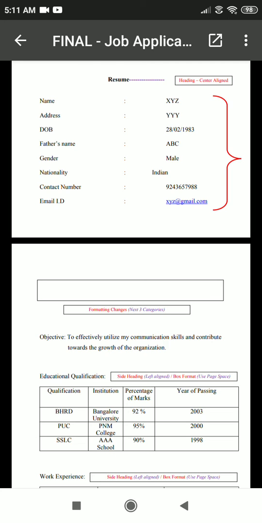So today we'll be discussing how to write a resume. In our previous video we discussed how to write a letter for a job application. Along with the letter, it's very important that you submit your resume. The letter explains who you are and which post you want to apply for, with everything in detail. Further, we'll be continuing with your resume. This is the part 2 video.